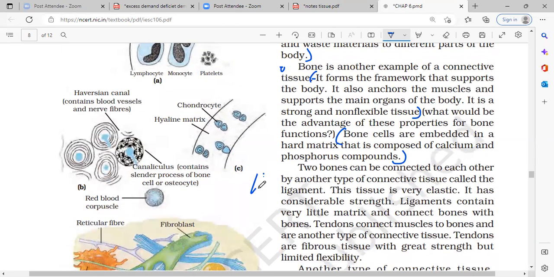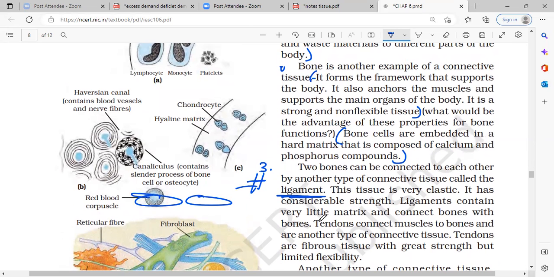Then this is a very important point, which is ligaments. Ma'am, what are ligaments? When two bones are connected, one bone and another bone, that is known as a ligament. These tissues are very elastic. It has considerable strength. Ligaments contain very little matrix and connect bones with bones.